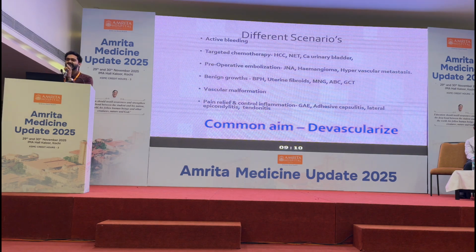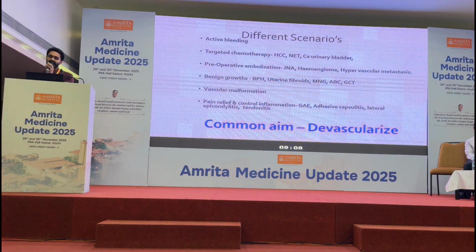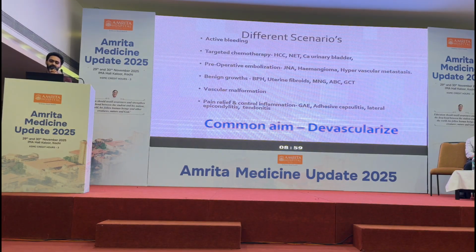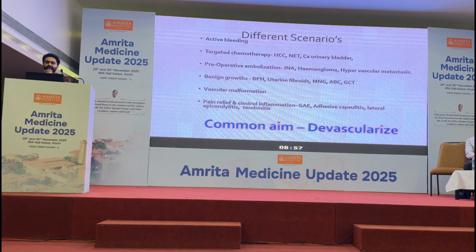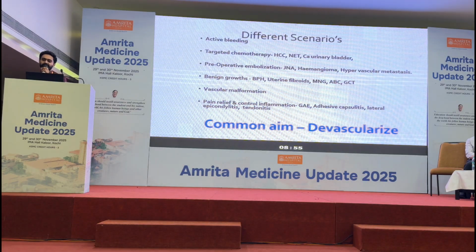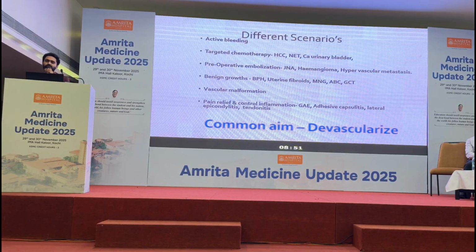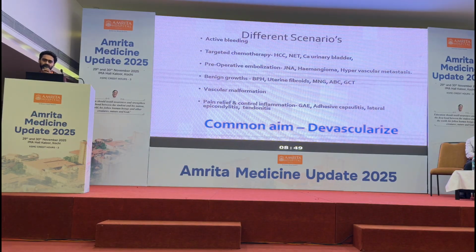Now, what are the different scenarios where we do embolization? One, if there is active bleeding from anywhere in the body. Second, for targeted chemotherapy, like in hepatocellular carcinomas or neuroendocrine metastasis in the liver. We also do preoperative embolizations for lesions which are very vascular, like a hemangioma.